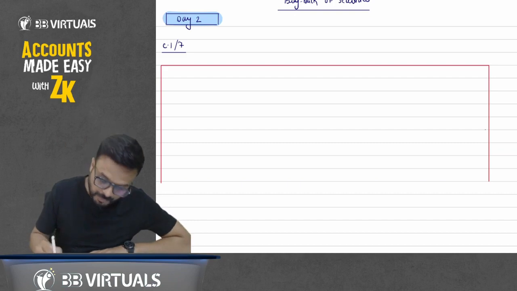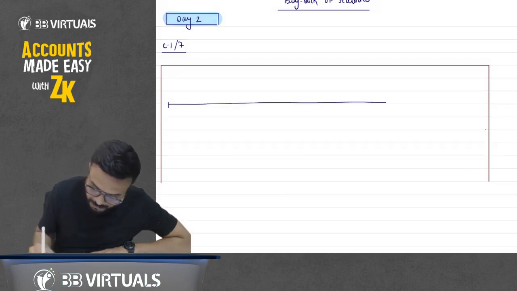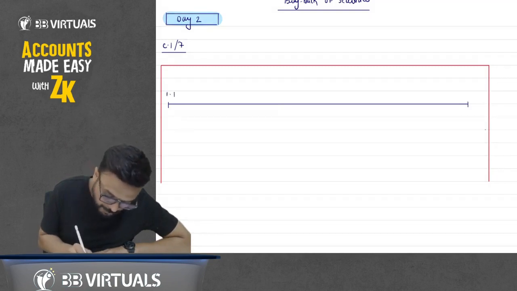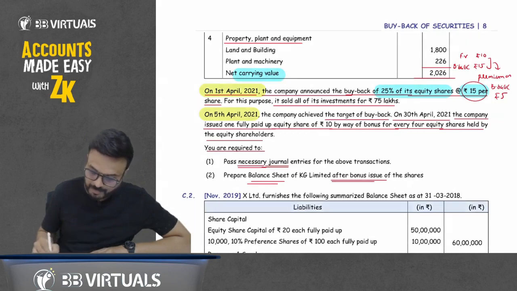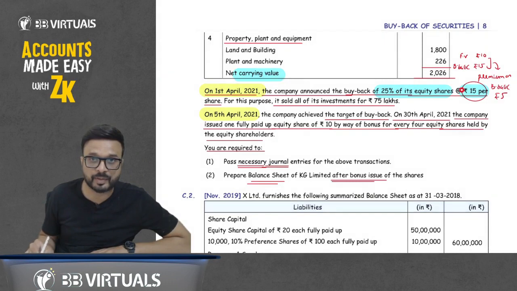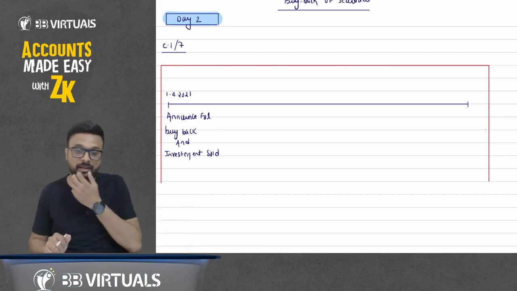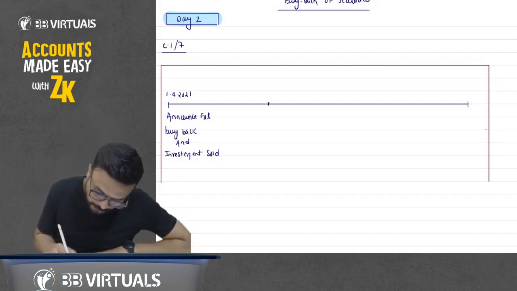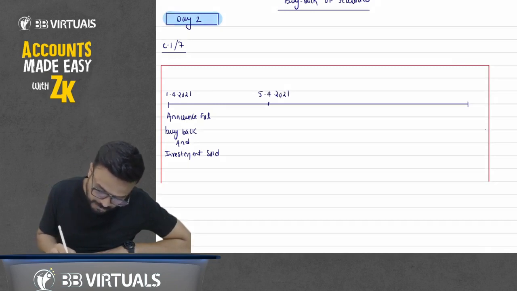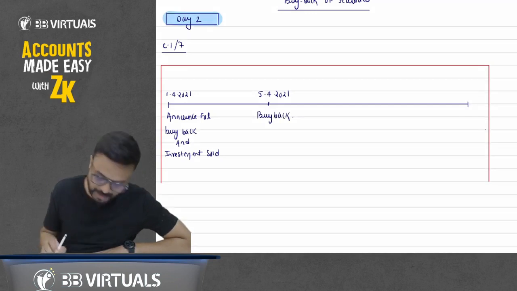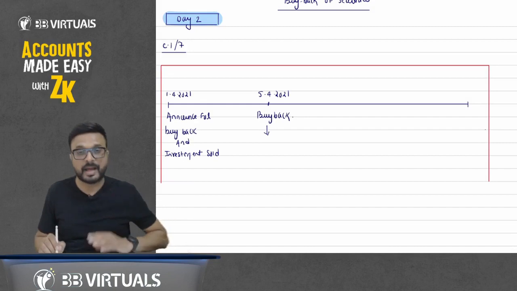What happened here? Listen. On 1st of April 2021, the company announced for buyback. They have announced for buyback of 25%, and they have also sold the investment. So announced for buyback and investment sold on 1st of April. On 5th of April 2021, they have actually done the buyback, just 25%.